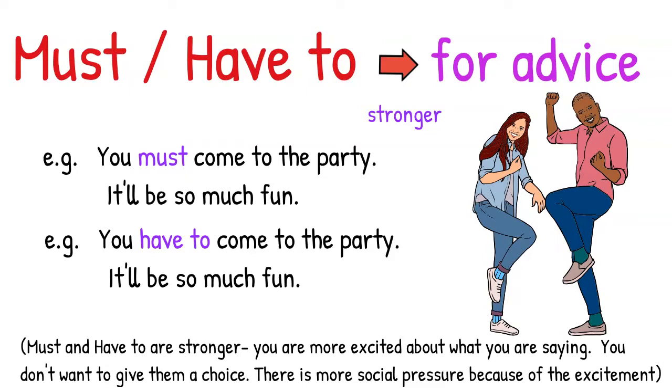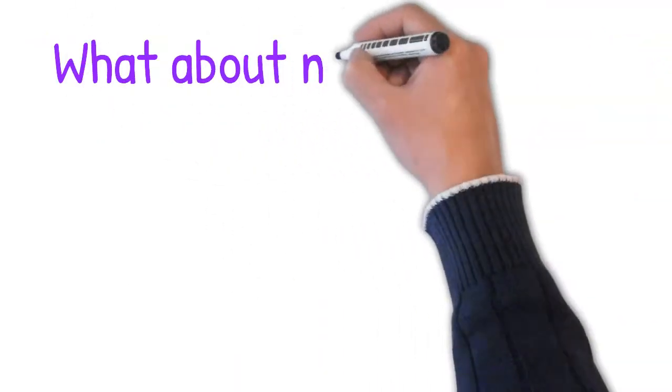So must and have to, well, they are stronger because you're more excited about what you're saying. You don't want to give them a choice. There's a little more social pressure in the expression because of your excitement. You must come to the party. You have to come to the party.